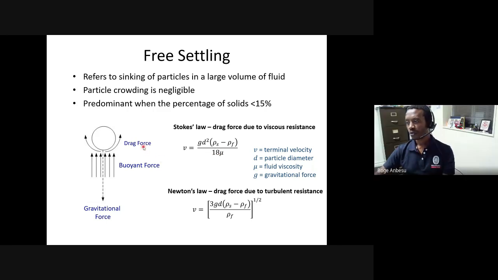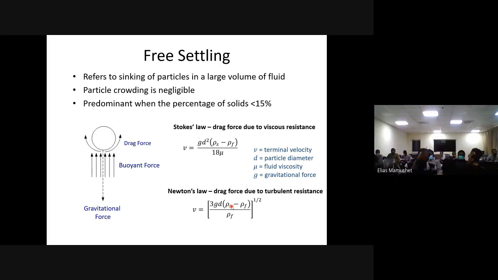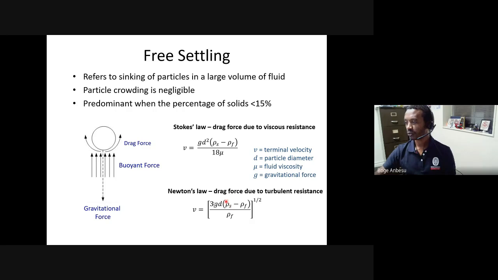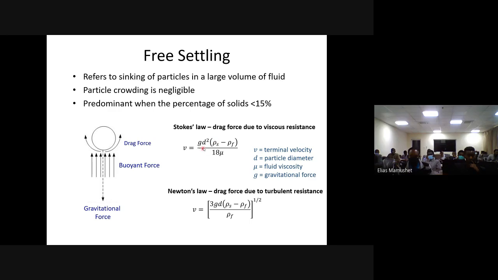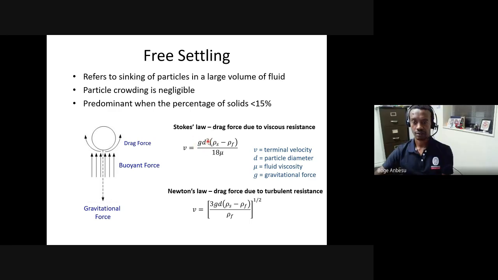Okay, so the drag force can be as a result of turbulence resistance. If that's the case, then Newton's law applies. And again, terminal velocity depends on size and density of the particles as well. Okay, so what you're trying to infer from these two expressions is how fast particles settle will depend on either the size of the particle or the density of the particle. So if I'm only dealing with one type of particle, the density is the same. What matters is only their size.